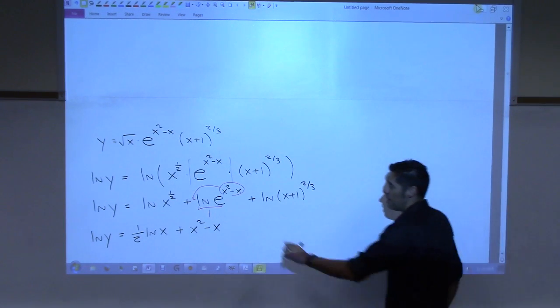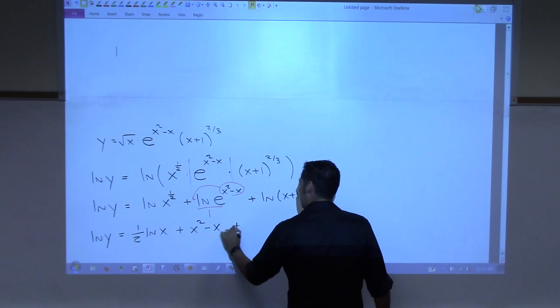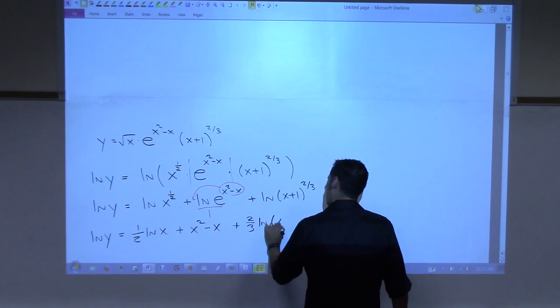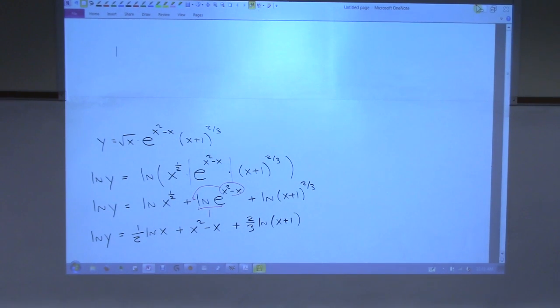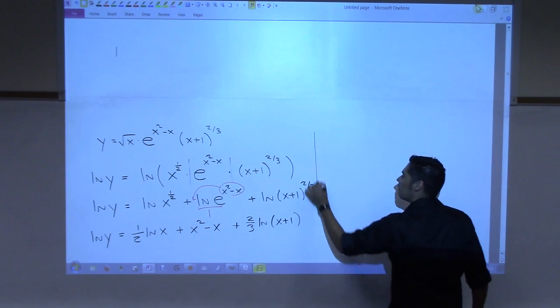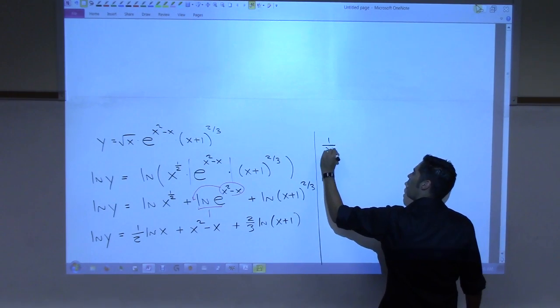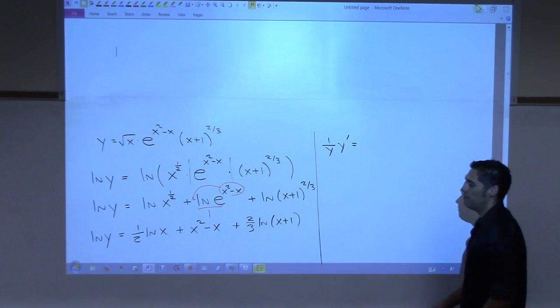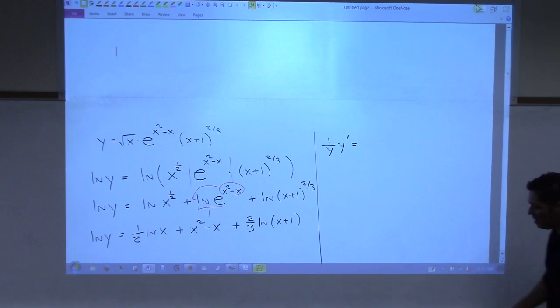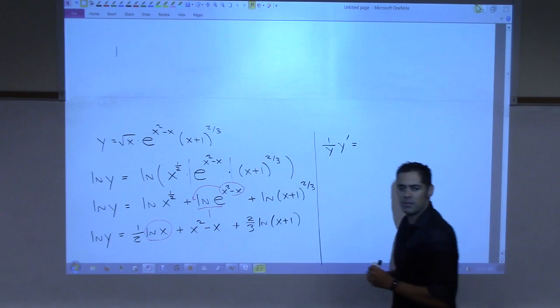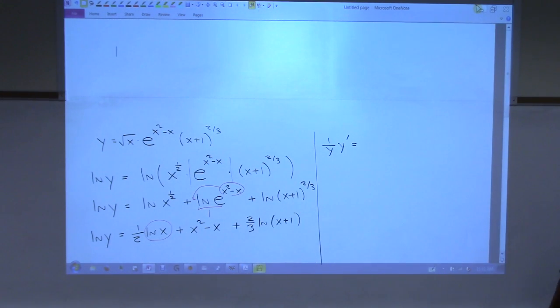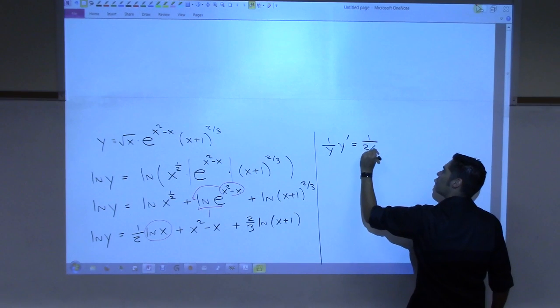Okay, so this drops down, and then plus 2/3 natural log x plus 1. We good? Yeah. Now the derivative. So what's the left side going to be? 1 over y prime, right? That's always going to happen. And the right side is really nice. Derivative of 1/2 natural log x, we just focus on that part. That's 1 over x, then times the half. So can I write this? 1 over 2x.